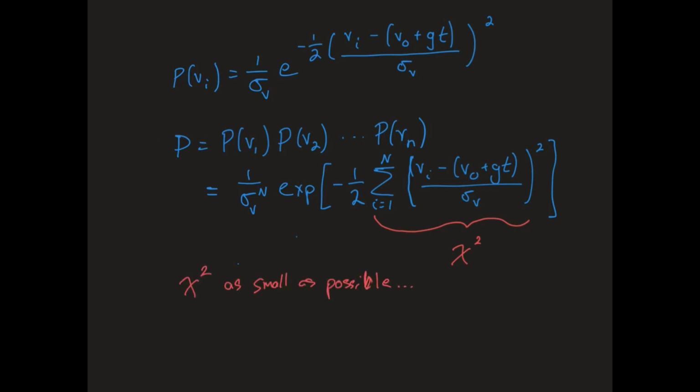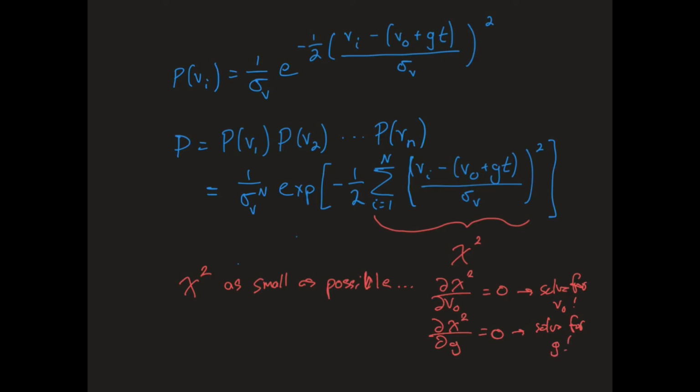And if you recall, how you do that from calculus is you just take derivatives. So if I want to find the best value of V naught, I take the derivative of chi squared with respect to V naught, set that to be 0, and then you can solve for V naught. And if you want to find the best value of the slope, take the derivative of that with respect to g, set that to be 0, and then solve for g.